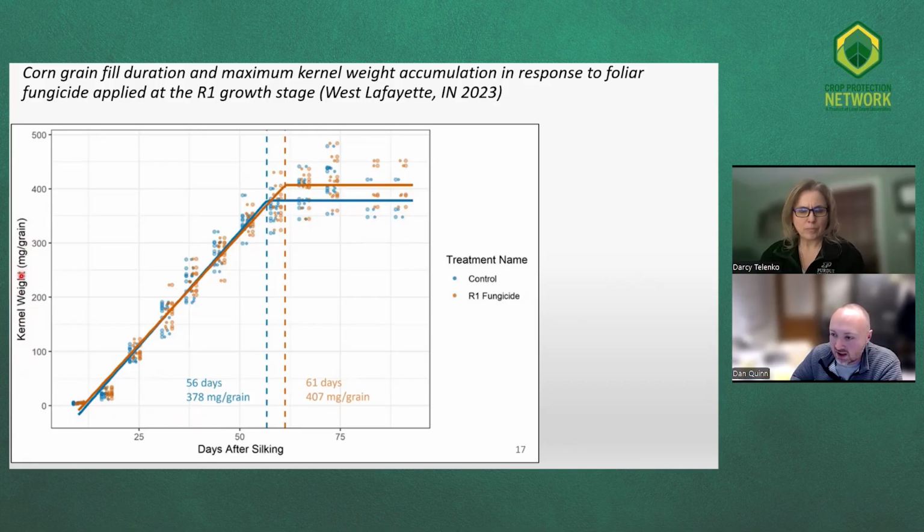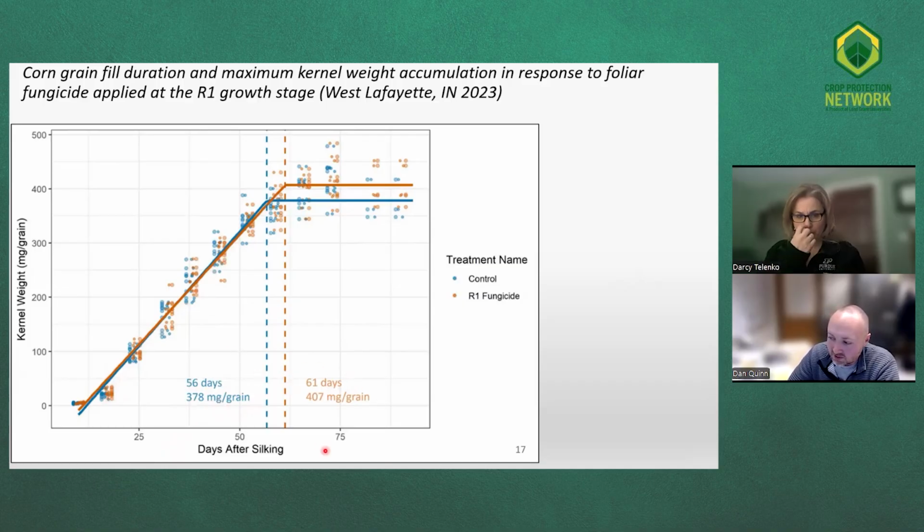We have kernel dry weight in terms of milligrams per individual kernel. We have days after silking here. Again, you can see the slope, or that rate of kernel dry weight accumulation, is very similar, regardless of fungicide application. Control took about 56 days, so actually about 6 days longer in 2023 versus 2022. But you can see the overall kernel dry weight was much higher in 23 than 22. But the rate was very similar.